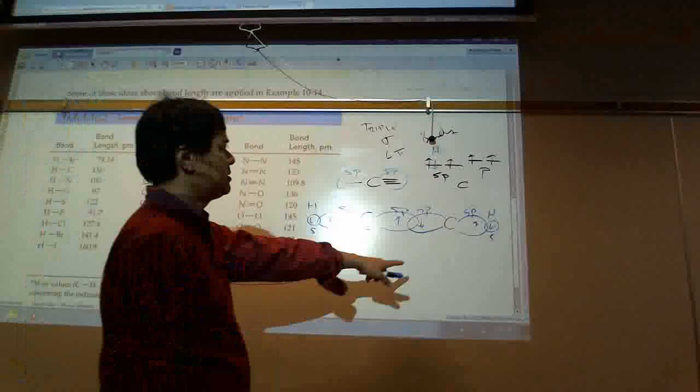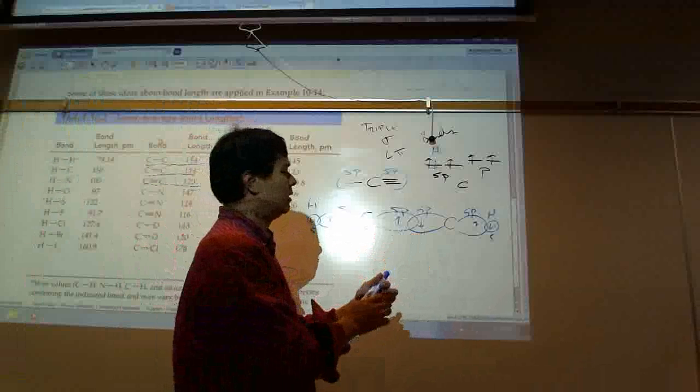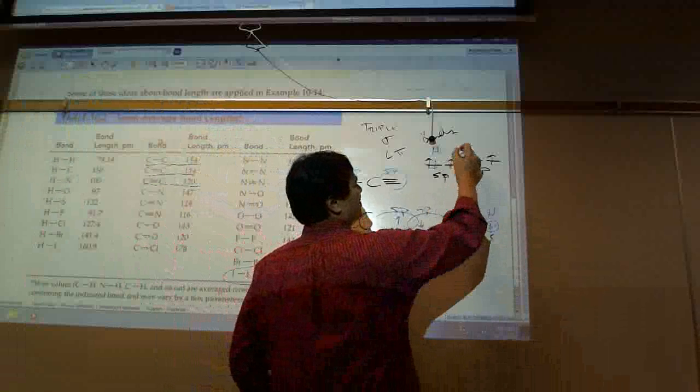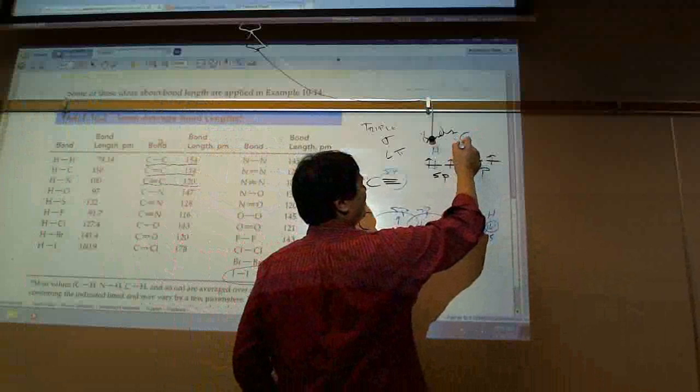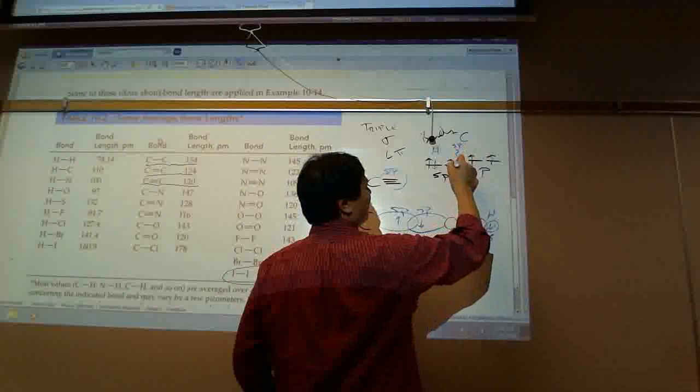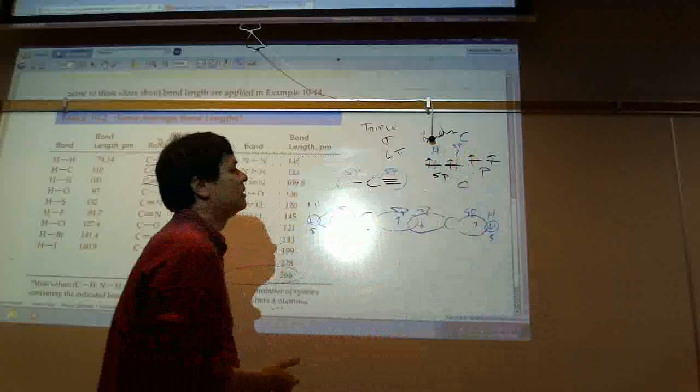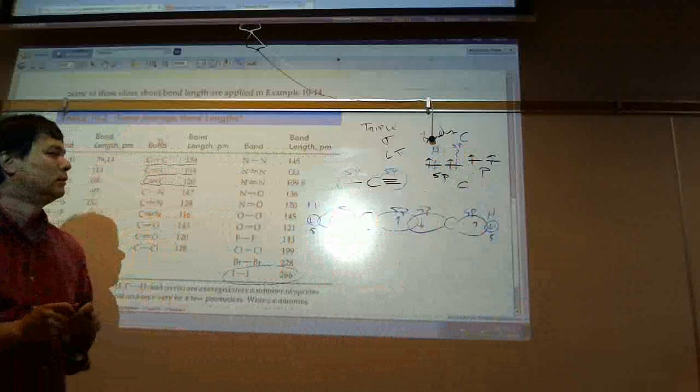Now, a carbon comes in and bonds to an sp here. And so it's an sp on carbon. So I'm going to write here, sp on carbon is going to come in here and bond. So we get the sp-sp sigma bond there.